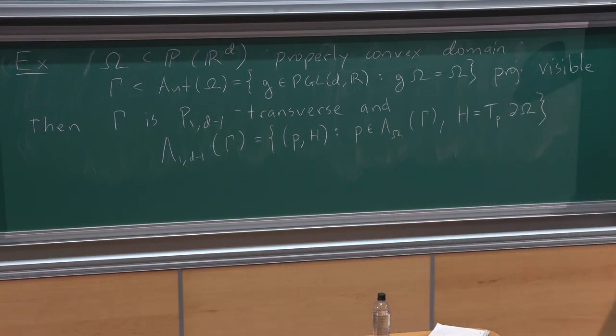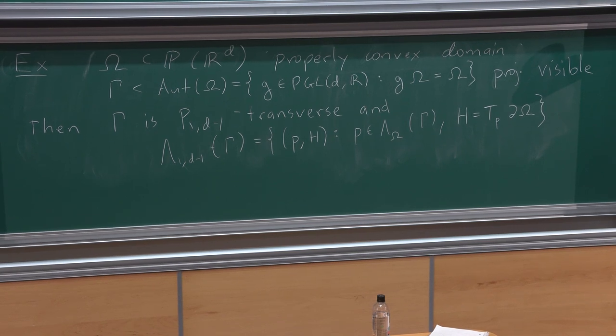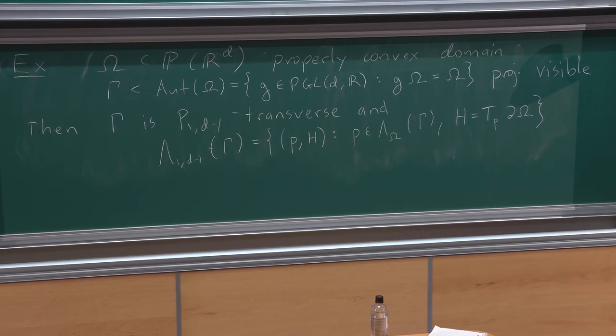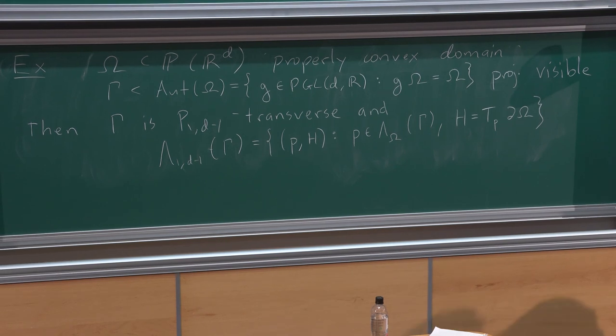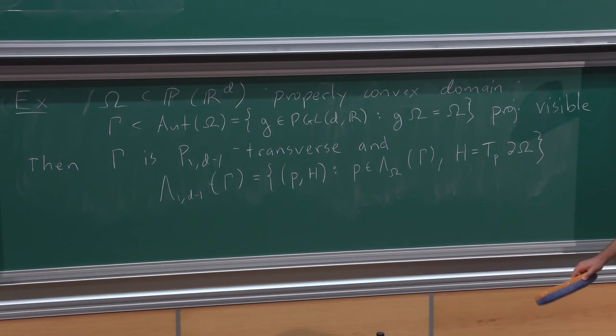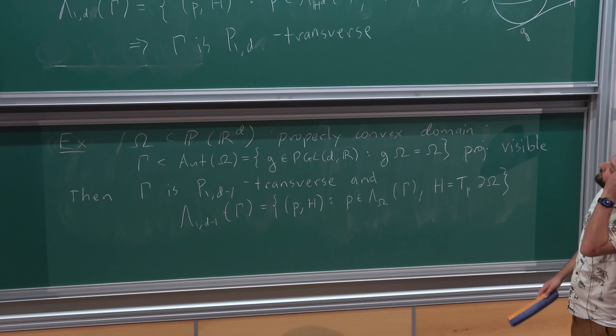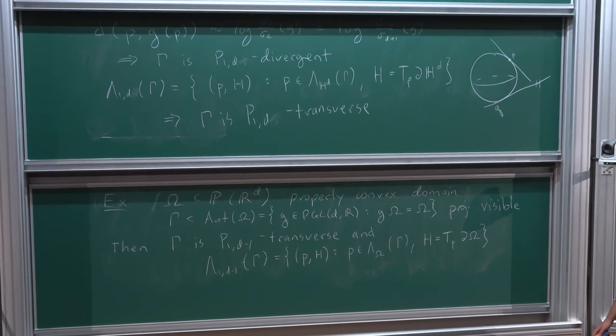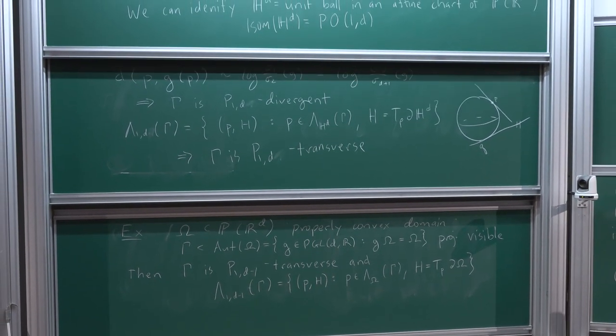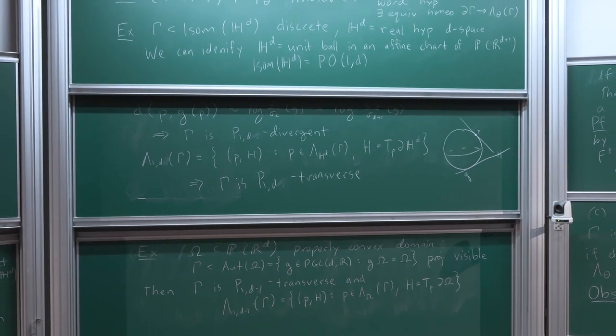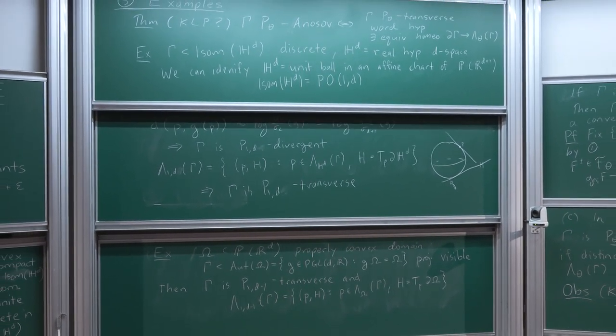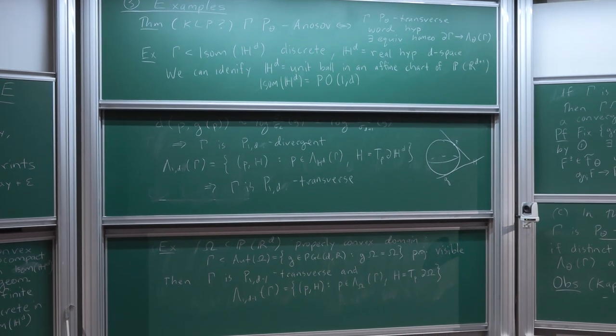Okay. What? D and D minus one. Oh yeah. So in this case, there had to be a plus or minus one somewhere. Yeah. So, yeah, H^d sits in one of these. Yeah. Any other questions? Okay.